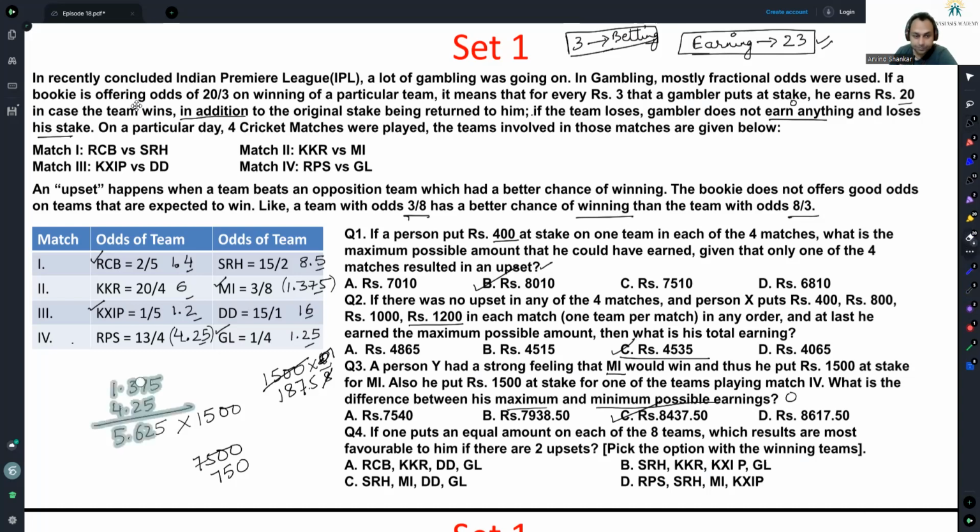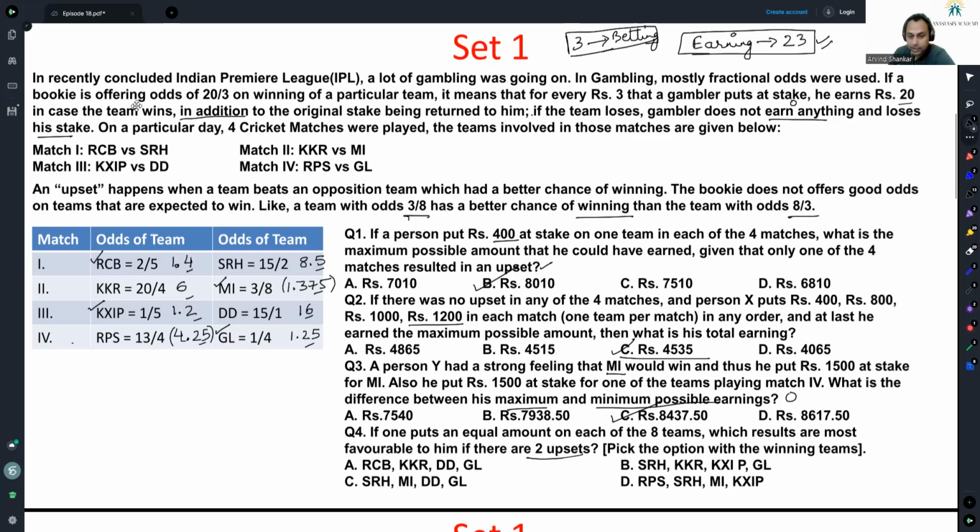Last question. If one puts an equal amount on each of the 8 teams, which results are most favorable to him if there are 2 upsets? Okay, there are 2 upsets and we want most favorable to the person who is betting. Of course, we would want upsets in those matches where the return on upset is very high. We would want DD to win and we would want SRH to win because this is where the return on upset is the highest. And then later on in the other 2 matches, we would want MI to win and Gujarat to win. DD, SRH, MI and GL, these 4 teams.